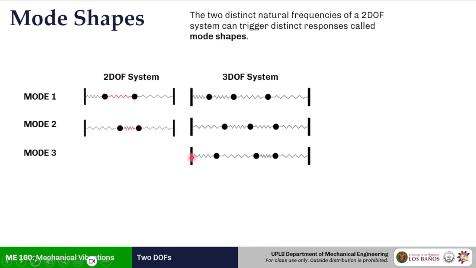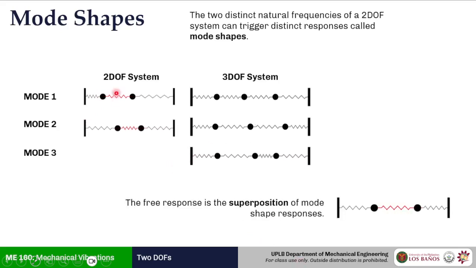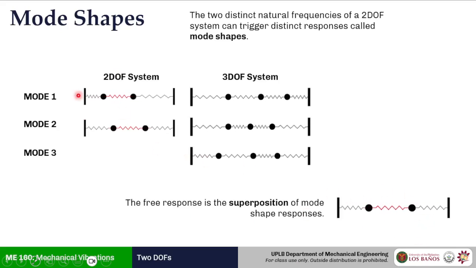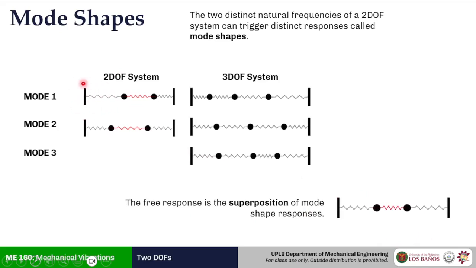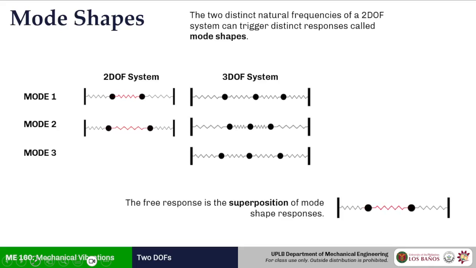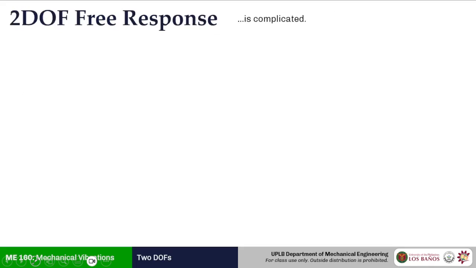Oftentimes, the actual response of the system will be a sum of all of its modes. So if it's 2 degrees of freedom, it will be the sum of the response under mode 1 and the response under mode 2. That changes depending on the disturbance. The actual solving of the 2 degrees of freedom free response is quite complicated. The extended form of this is in your module, but that is not our focus for chapter 6.